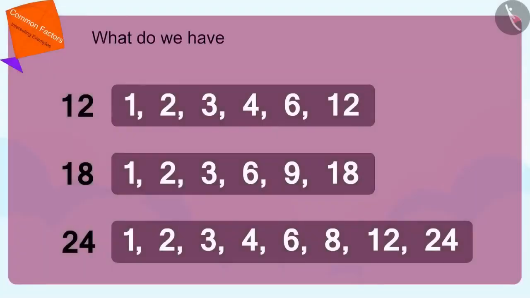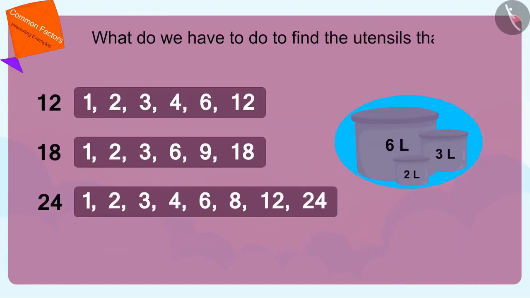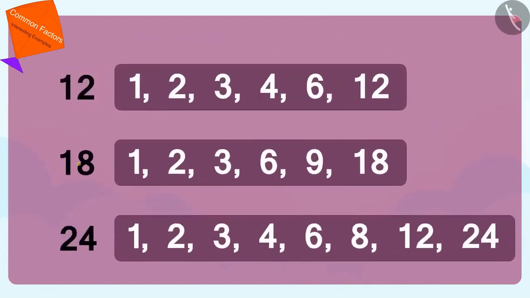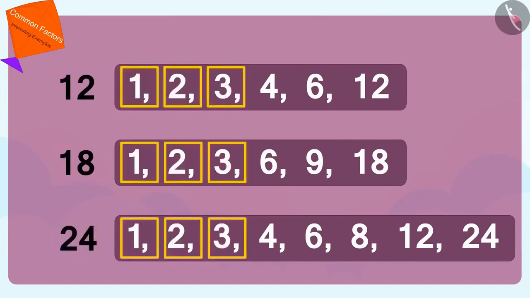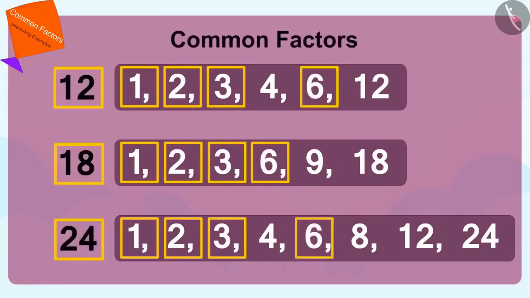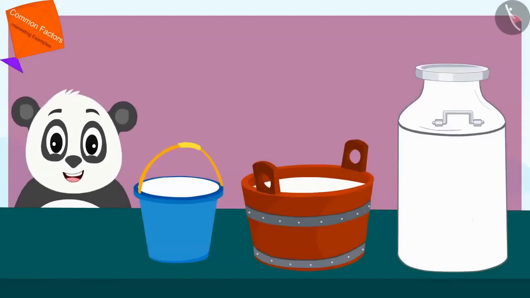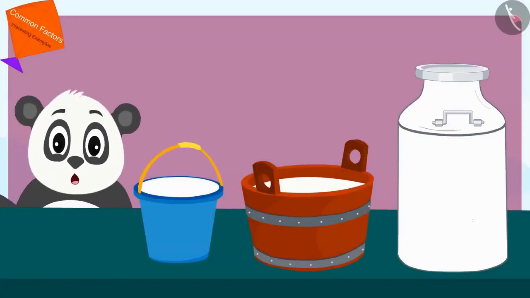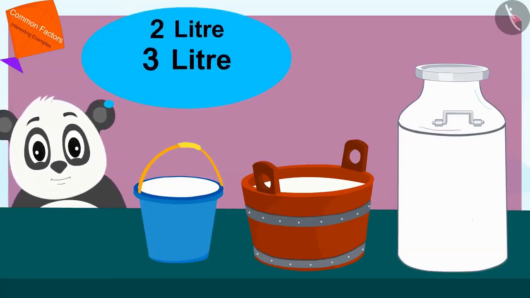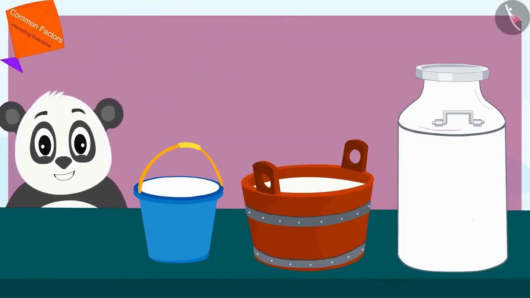What do we have to do to find the utensils that Golu can use to measure milk? Exactly. We need to find common factors of 12, 18 and 24. 1, 2, 3 and 6 are common factors of these numbers. I can easily measure the milk filled in these pots using a pot of 2, 3 or 6 liters.